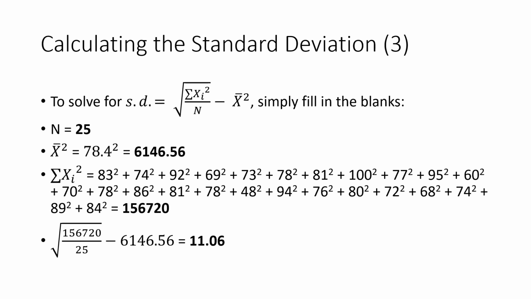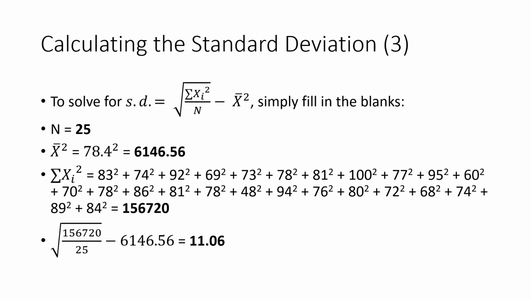The next thing we need to do is simply to take all 25 of those scores, square each one of them, and then add up each one of those scores. So I've done that for you here. You're welcome to double check my arithmetic if you'd like, but adding each score squared up gives you a total of 156,720. So with those three numbers, you can then simply plug into the standard deviation equation.